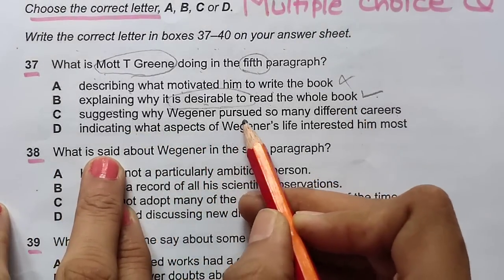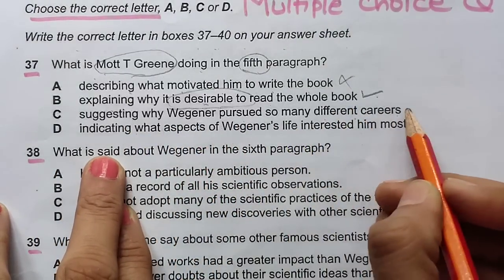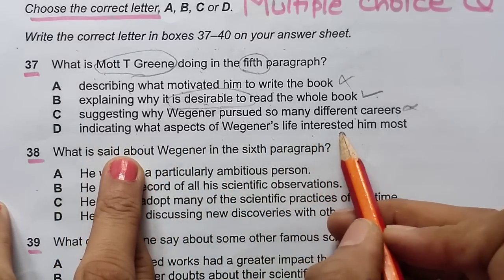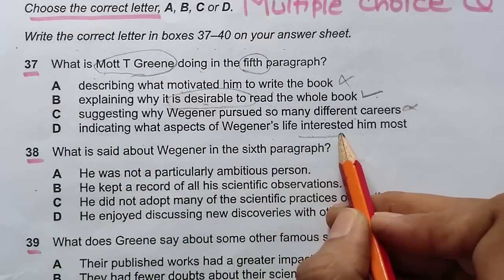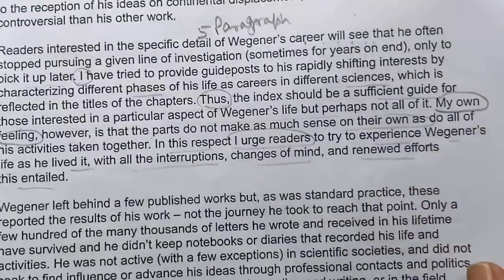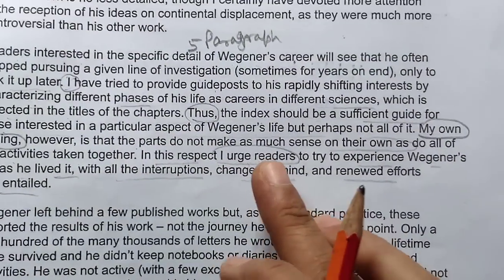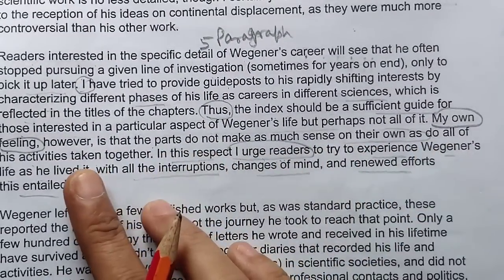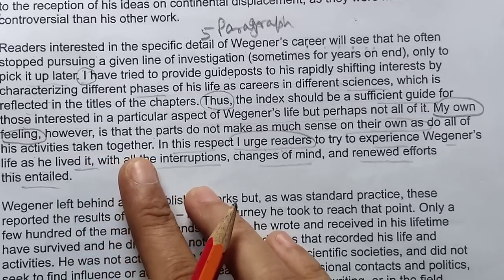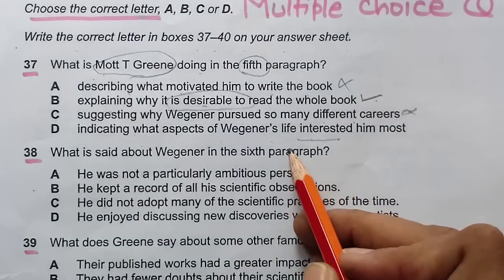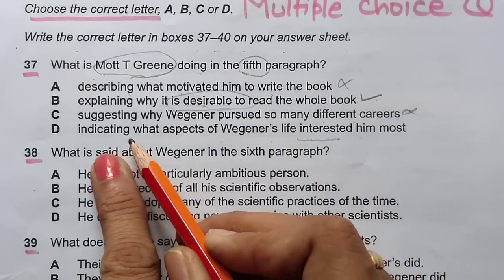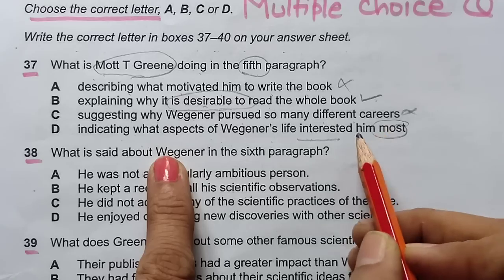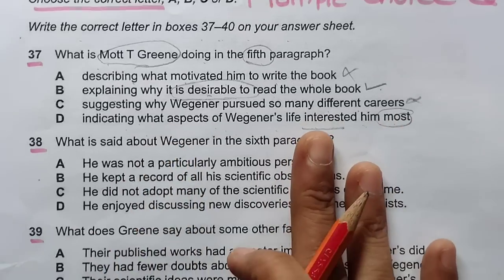Suggesting why Wagner pursued so many different careers. No, this is also not given. Indicating what aspects of Wagner's life interested him most. No, he is not indicating that. Make much sense on their own, only all the activities taken together. Okay. No, exactly this is not perfectly matching. Indicating what aspects of life interested him most. No, he is just telling readers to read everything.